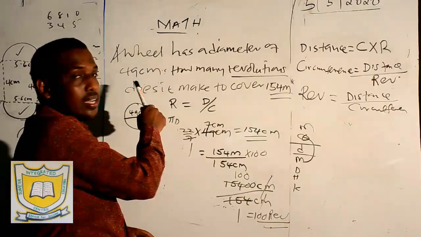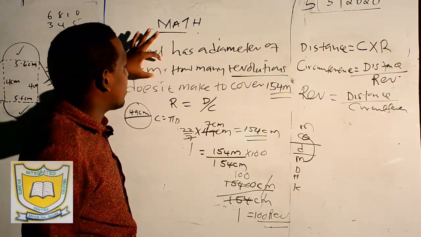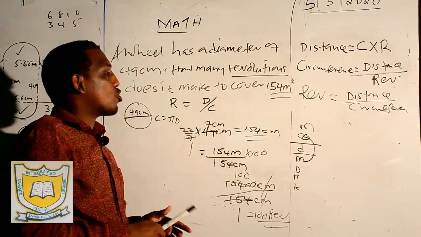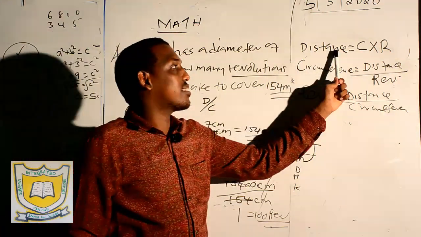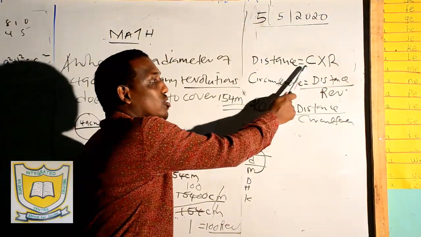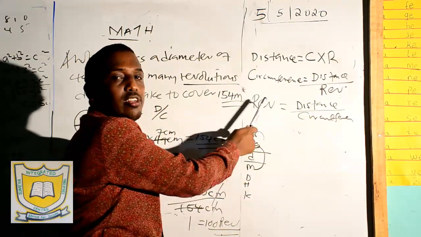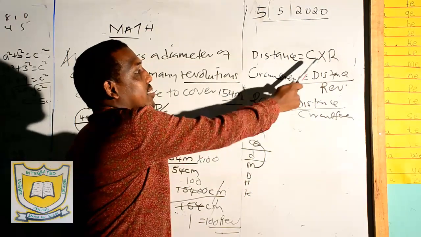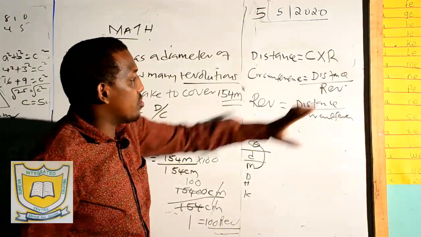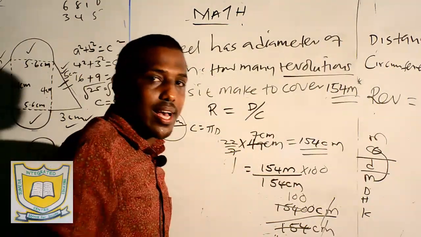A wheel has a diameter of 49 centimeter. How many revolutions does it make to cover 154 meters? So we have the distance, the circumference, and the revolution. Distance equals circumference times revolution. Circumference equals distance over revolution. Revolution is equal to distance over circumference. Only distance is times, the rest you divide, because this one is bigger, the mother of these two. So now we are asking revolution. How many revolutions? Revolution is equal to distance over circumference.